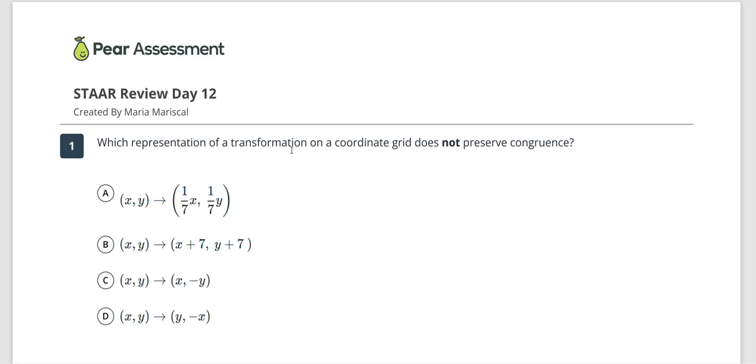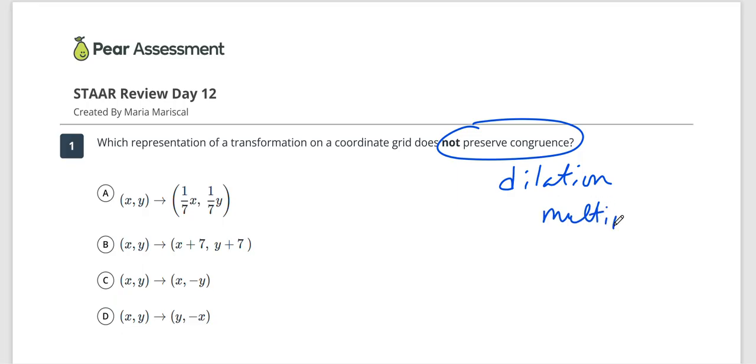Which representation of a transformation on the coordinate grid does not preserve congruence? Okay, not congruent. Remember the words. Not congruent means dilation. And if you dilate, that means you multiply. So which one has multiplication in? Let's stick with that one. Multiplication. Answer's A. Out, out, out.